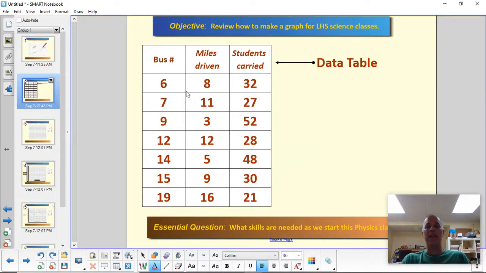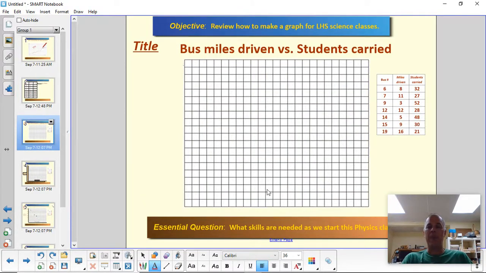But what we have is a data table about school buses that are coming to some school. And the buses are all numbered. Now, each bus drives a certain number of miles and it carries a certain number of students to school each day. And what we want to find out is, is there some kind of relationship between how far a bus drives and how many students it carries? Does it appear to be entirely random, or are we going to see some sort of pattern emerge from the data?